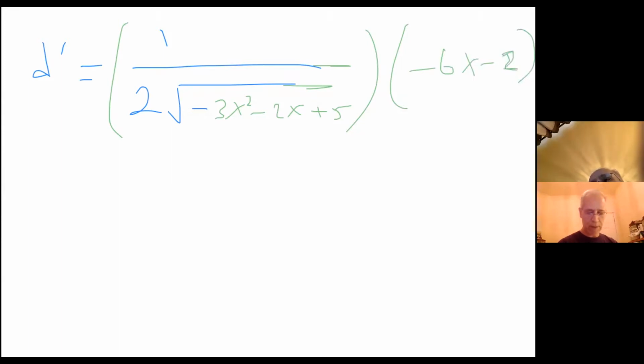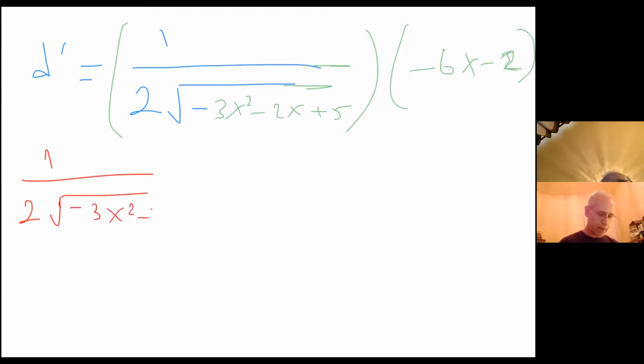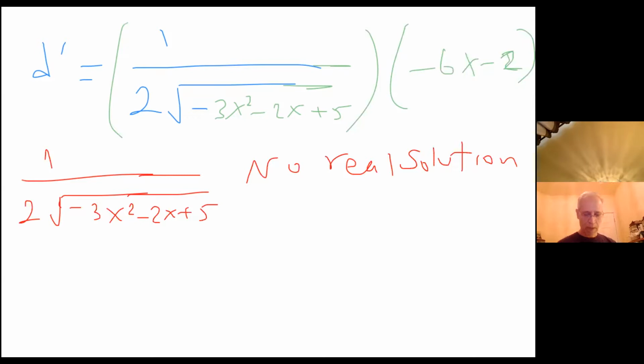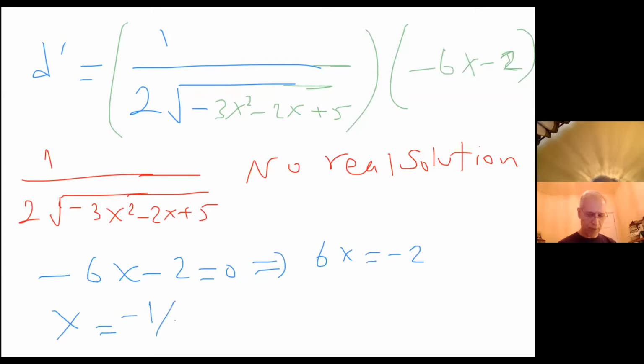Now I can use the zero product property. The first part, 1/2 over the square root of negative 3x squared minus 2x plus 5, gives me no real solution. The other part, negative 6x minus 2 equals 0, gives me 6x equals negative 2 and x equals negative 1/3. That's the only critical point that I have.